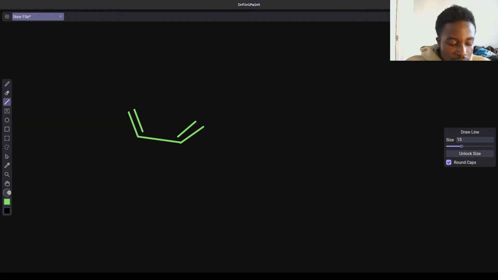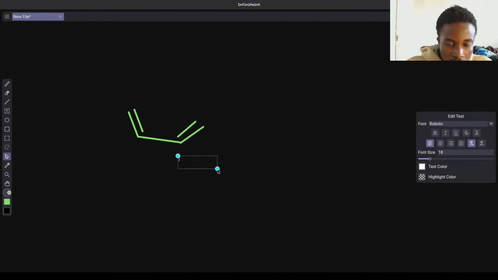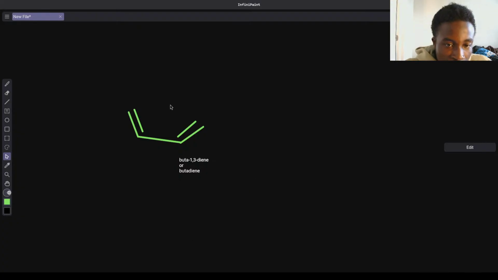Butadiene. Butyl 1,3-diene. So this is 1,3-butadiene. Nice. So yeah, diene, just 2 double bonds. And the reason it's an ene instead of an ane is because it is a double bond. Alright. So continue.